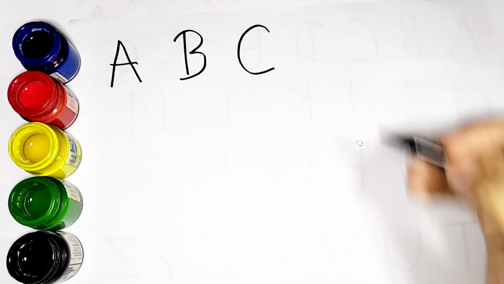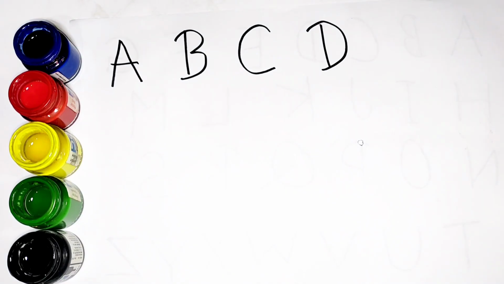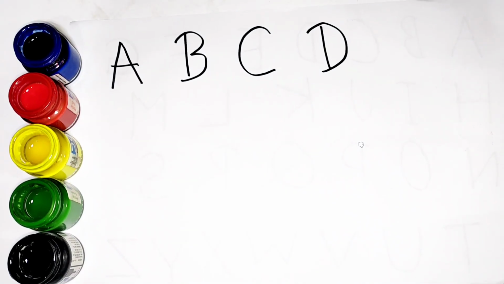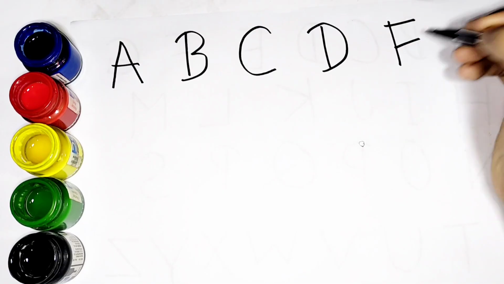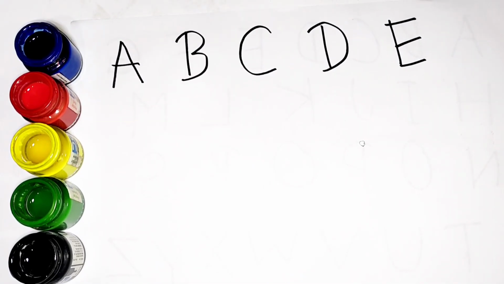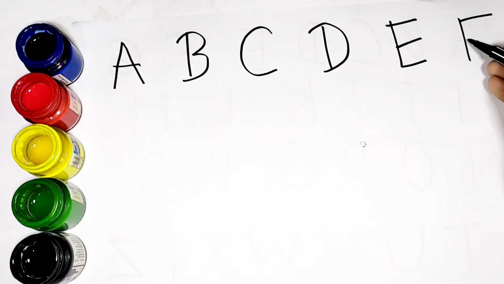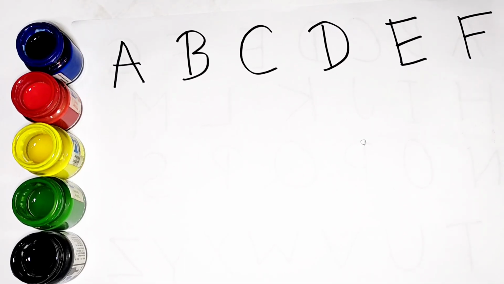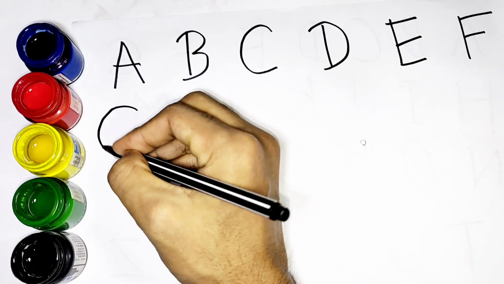The next one is D. D for dog. The next one is E. And the next one is F. F for fish, F for fan. The next one is G. G for God.